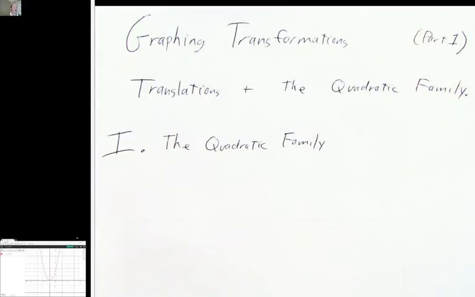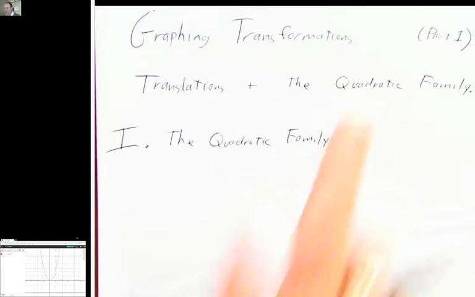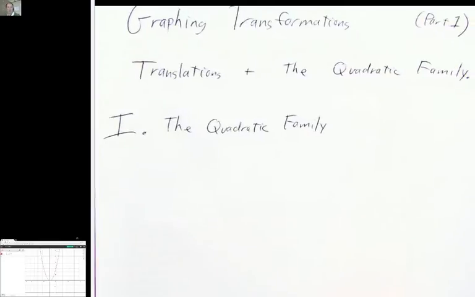Anyway, today's lesson. This is part one of a five-part lesson. One of the key points of this semester is this lesson. This is all under the umbrella of graphing transformations, and today we're going to be doing translations, which is the first of the transformations, and we're going to be applying this to the quadratic family.